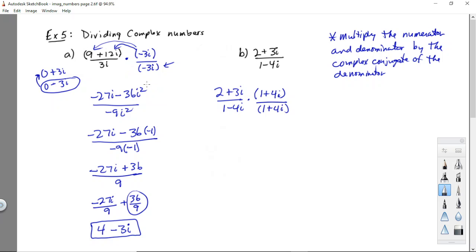Okay, so we've got this. You'll see what happens and why the conjugate is what it is. So we FOIL the top, and we also FOIL the bottom.